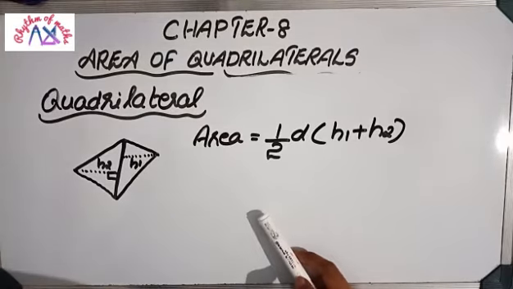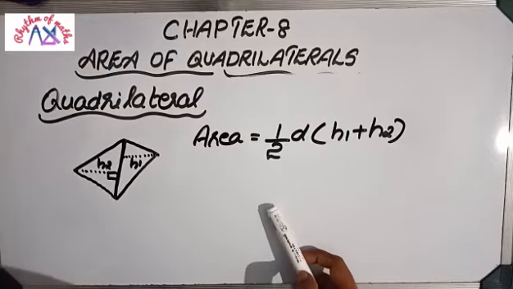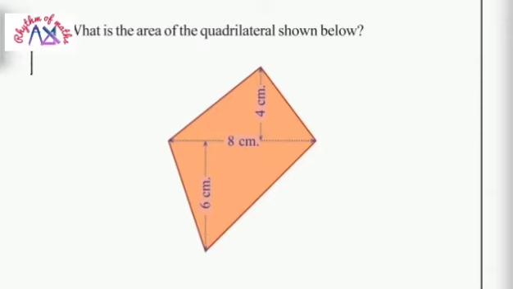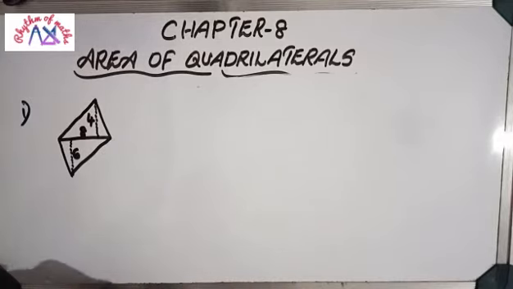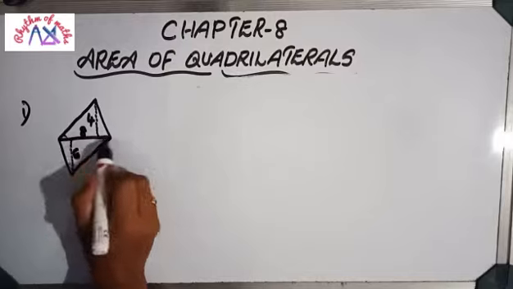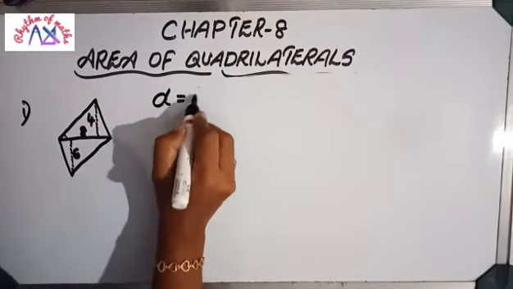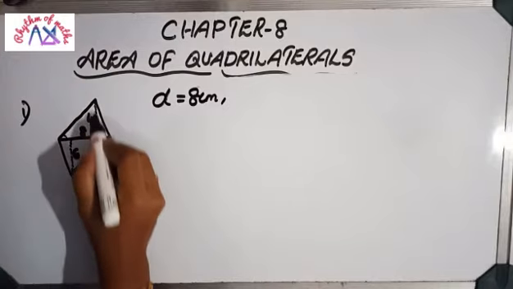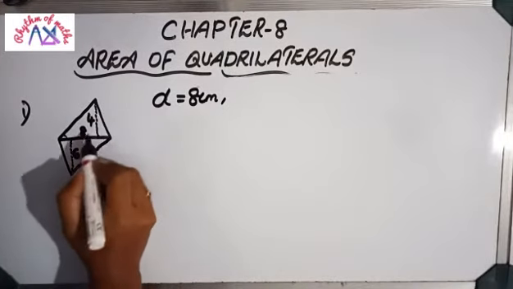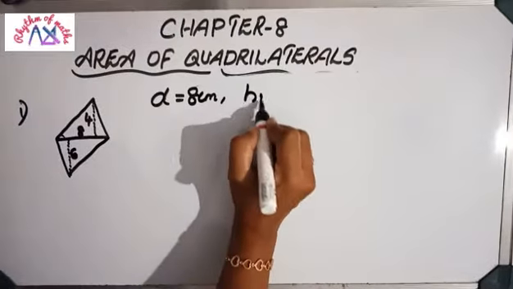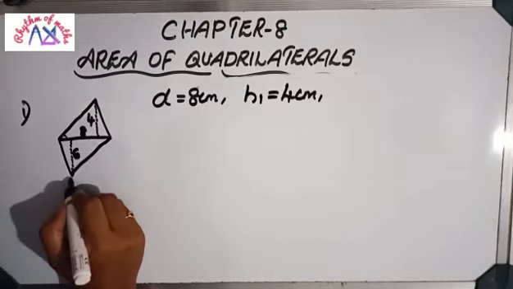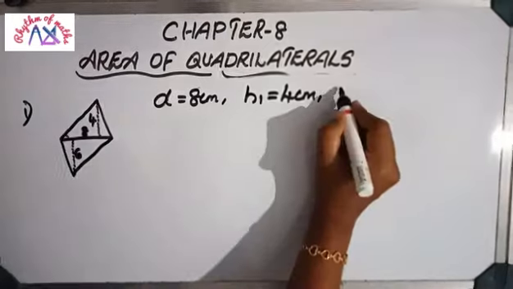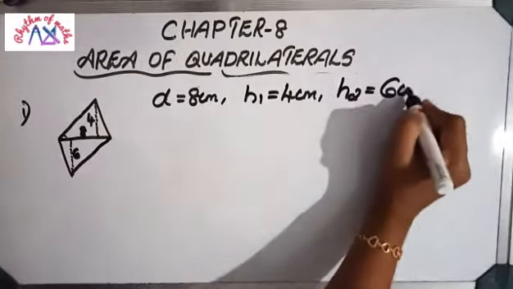Now let's do the first question from the last activity. First question is, what is the area of the quadrilateral shown below? One figure is given. We have to find the area of this quadrilateral. From the figure we can identify that this 8 centimeter is a diagonal. So D equal to 8 centimeter. Now H1 we can consider as towards up. One perpendicular height is there with 4 centimeter. So H1 equal to 4 centimeter. Next towards down also, to the next opposite vertex one height is there, that is 6 centimeter. So H2 equal to 6 centimeter.